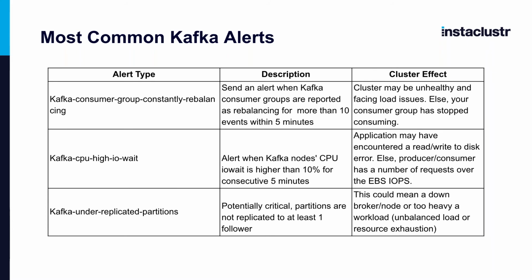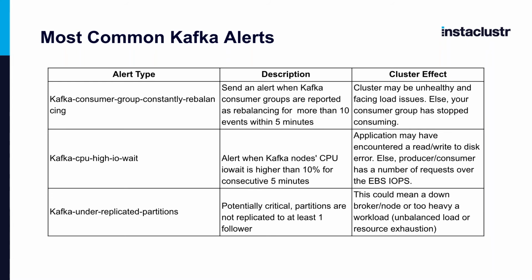Another one is Kafka CPU high IO wait. This happens when Kafka's IO wait is higher than 10% for more than 5 minutes consecutively. There could be a read-write error, or a producer or consumer is getting too many requests. At that point, you have to figure out, do I expand? Do I somehow cut down the requests, etc. Also, Kafka under-replicated partitions. This isn't really a good one.